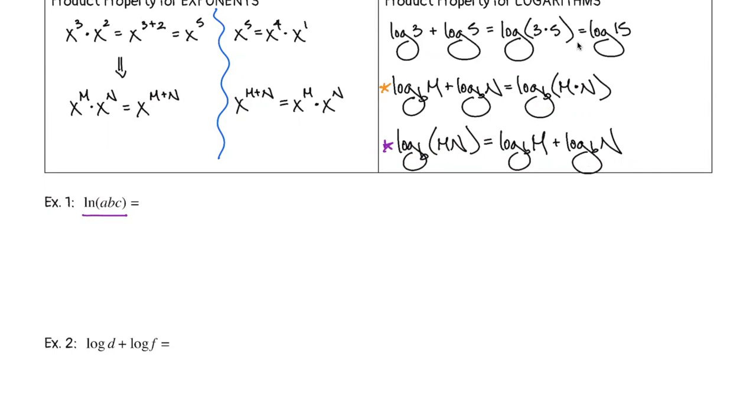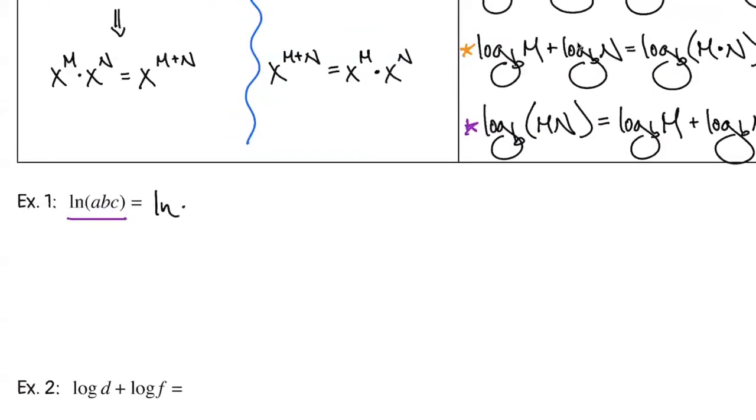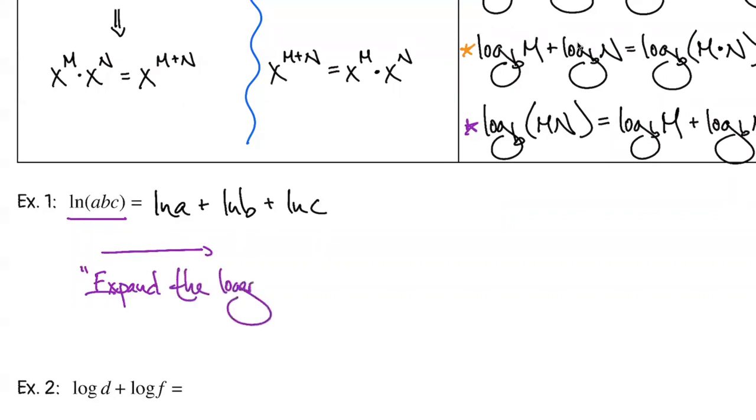And so if we apply this purple rule here, we'll get natural log of A plus natural log of B plus natural log of C. This thing in the purple, when we move in this direction, the instructions that you'll see will usually be something along the lines of expand the logarithm.